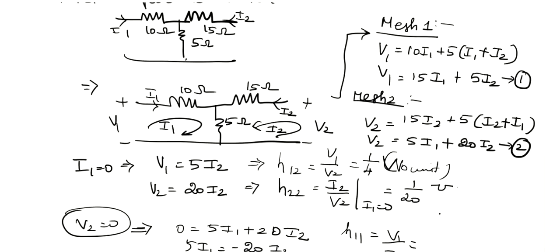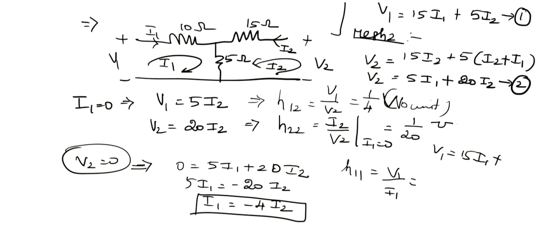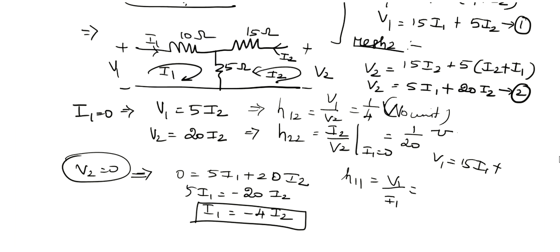V1 will be equal to 15 I1 plus 5 I2, that is equation number 1. In place of I2, you just substitute the value from the other equation. I2 will be equal to minus 1 by 4 I1.